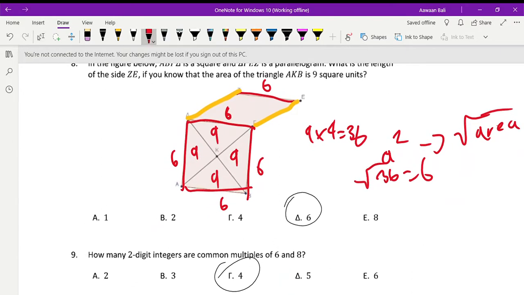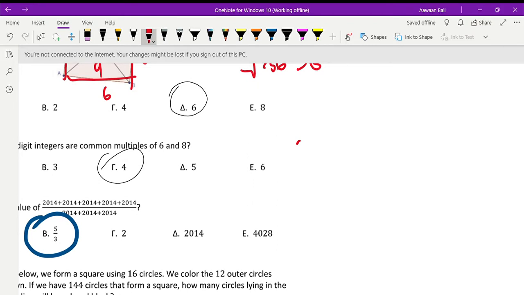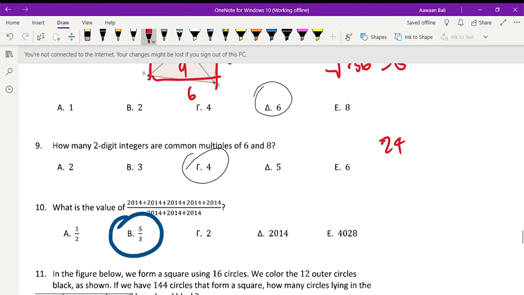Pretty easy, right? How many 2-digit integers are common multiples of 6 and 8? There would be 4. Well, it's kind of like using multiples, but first you have to find the lowest common multiple. Here that's 24, since 8 times 3 is 24 and 6 times 4 is 24. Now all you have to do is find how many multiples of 24 there are which are less than 100, because if it's less than 100 and it starts from 24, all the numbers in between will definitely be 2-digit numbers.